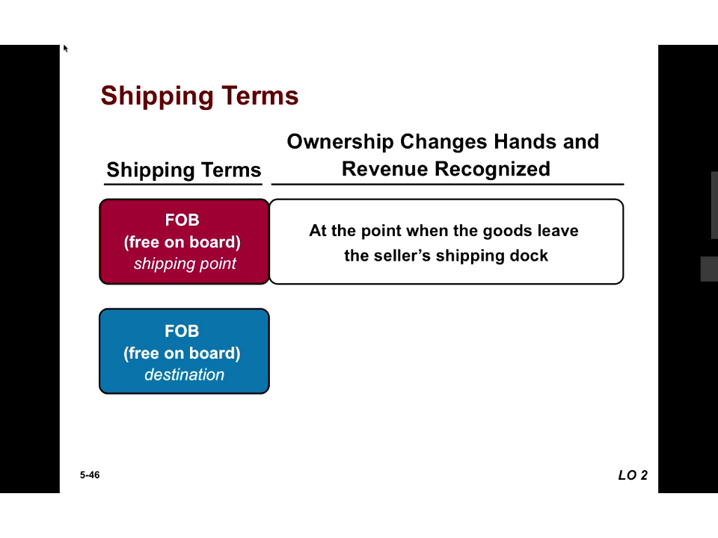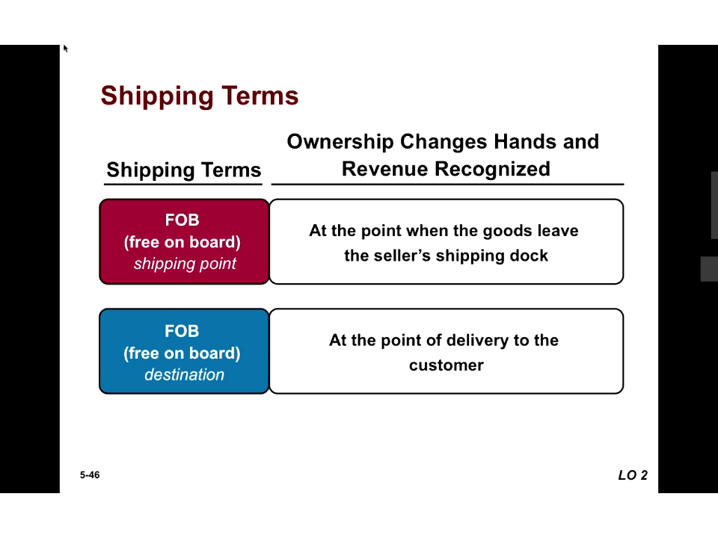So that means that the seller can recognize revenue when the goods leave their dock. FOB destination means that the title changes hands when it arrives. FOB shipping point, let me give you an example of FOB shipping point.